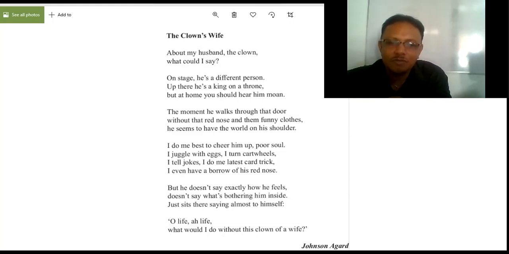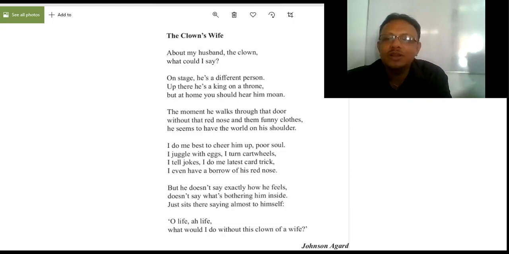I even have a borrow of his red nose. So she puts the red nose on her nose and she tries to entertain the clown. You see, the clown is an entertainer on the stage, but here the wife becomes an entertainer or a clown at home because she's very understanding. She wants to make the husband very happy. Okay, next, fifth verse. But he doesn't say exactly how he feels. So this is the problem. The clown is an introvert. He's not expressing himself. He's a silent, muted figure.